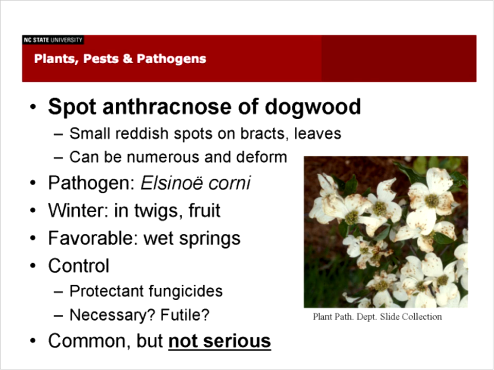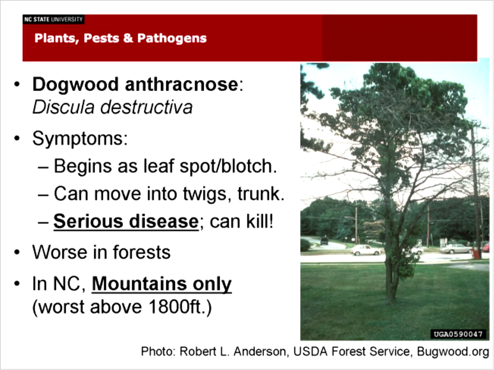And that's where we get into our tale of 2 diseases. Because the unfortunately named dogwood anthracnose is very different. This is caused by the fungus Discula destructiva. It can begin as a leaf spot or blotch, but here's the difference. It can move into the twigs and the trunk and can even kill the tree. This tends to be worse in forested areas than in landscaped areas on dogwood. And within North Carolina, we only observe it in the mountains, and it's worse above 1,800 feet in elevation.